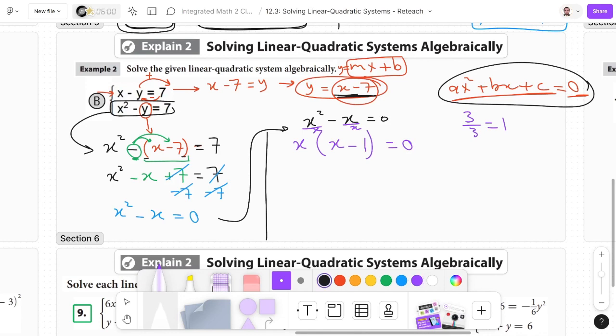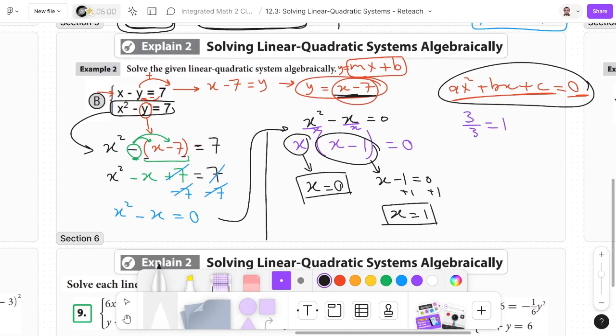So now the first factor we have here is x equals 0. And the second factor is x minus 1 equals 0, so plus 1 on both sides. The second x is equal to 1. So as you can see, the first x is equal to 0, the second x is equal to 1, and this is the solution.